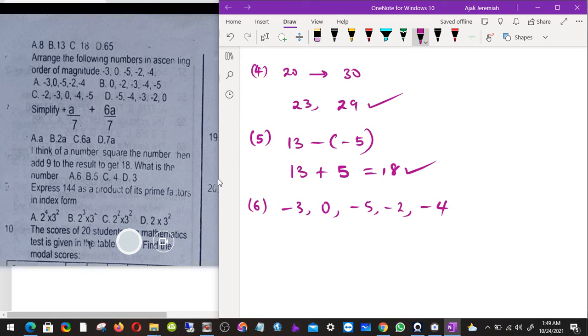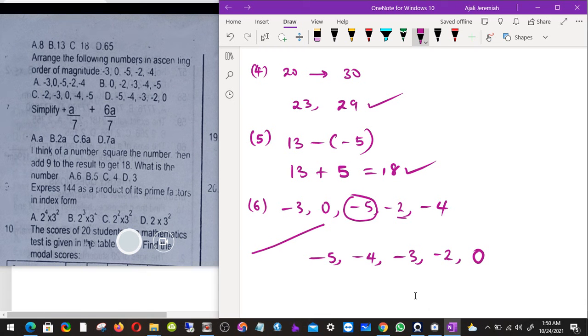Okay, in ascending order, meaning from small to big. So the smallest number here is this, so start with -5, then the next is -4, then the next is -3, next is -2, before 0 being the biggest. So -5, -4, -3, -2, and 0. That's option D.